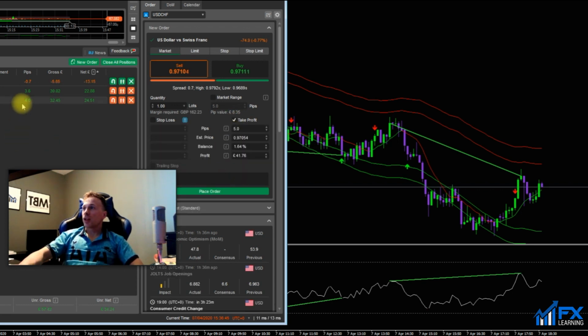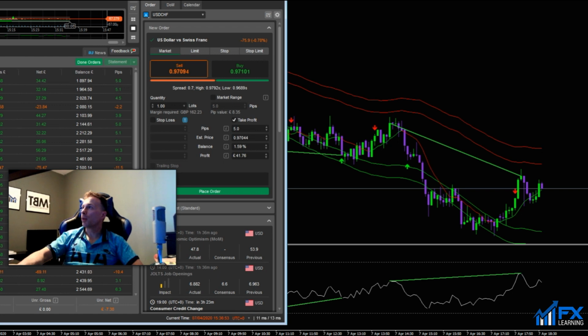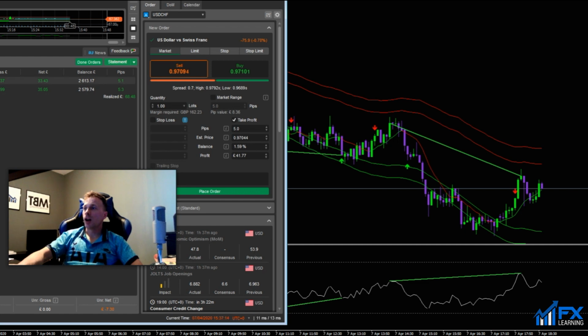Some of these trades are going to hit take profit. Here we go. Come on, come on. 4.4 pips. Nice, nice. So there we go. Quick in and out, and I am up. If I just have a look at today's trading, I am up £68 for today. I'm quite happy with that.